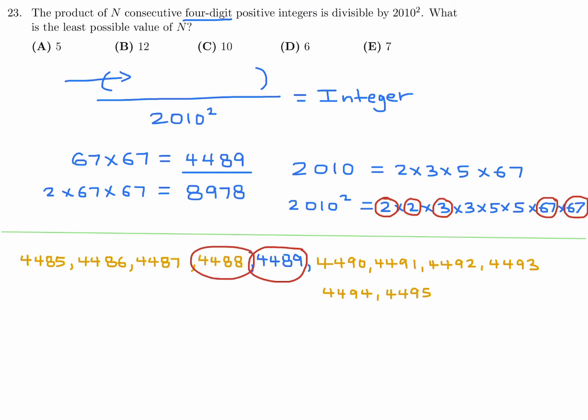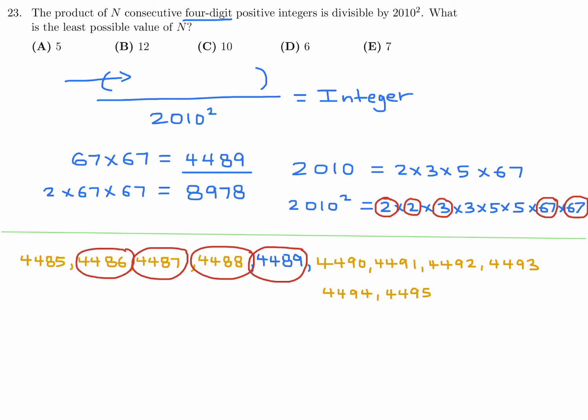4487. Is that divisible by any of the remaining 3? 4487 is not divisible by 5, obviously, because it would have to end in a 5 or a 0. And it's also not divisible by 3. So that's a loser. How about 4486? Does that help me in any way? Is it divisible by 3? It's not. So that's a loser also.